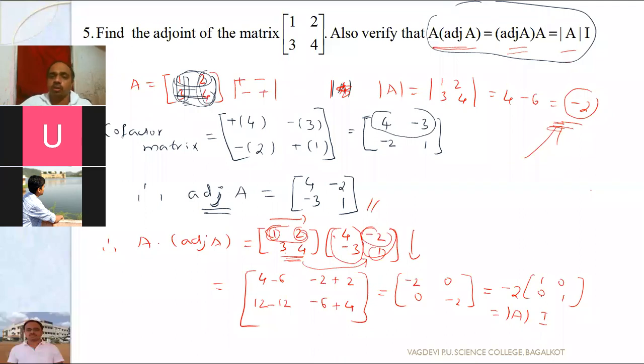So look at the question. The first part I have proved. What is the first part? A into adjoint A is equal to determinant of A into I, that I have proved. What is the second part? The second part is adjoint of A into A, the reverse. A into adjoint A is over. Now adjoint A into A, again matrix multiplication, again row into column. Otherwise, let me do that. Just wait.